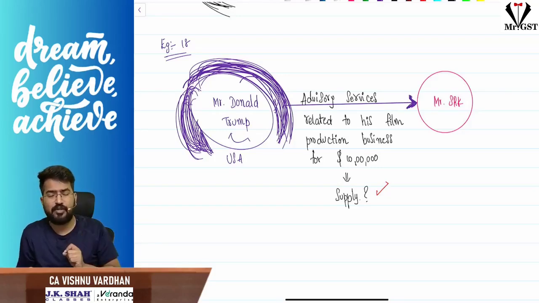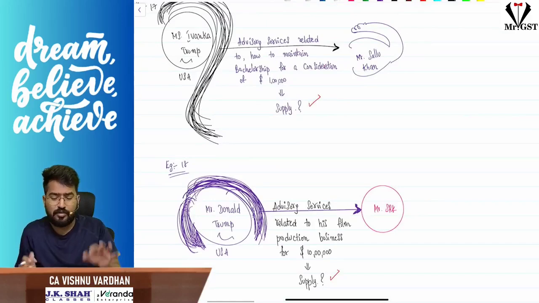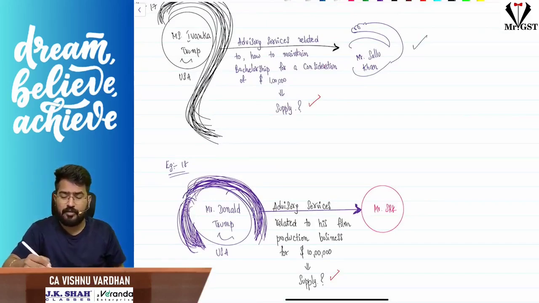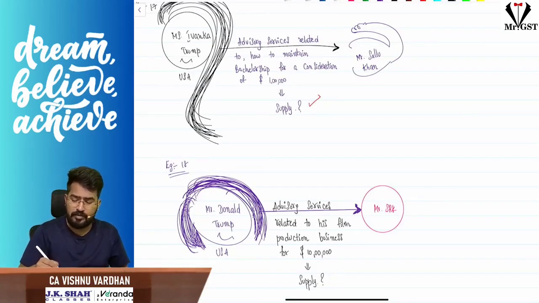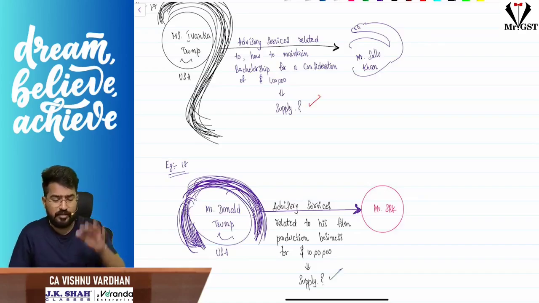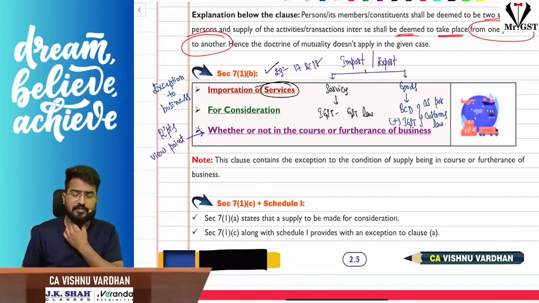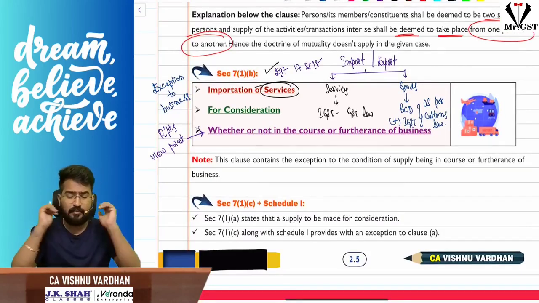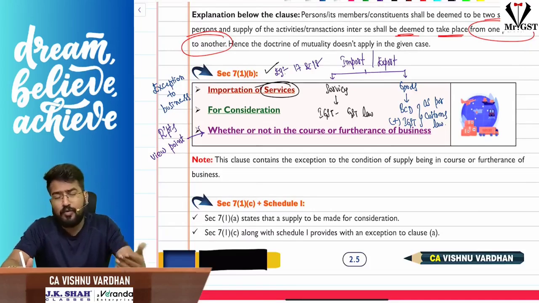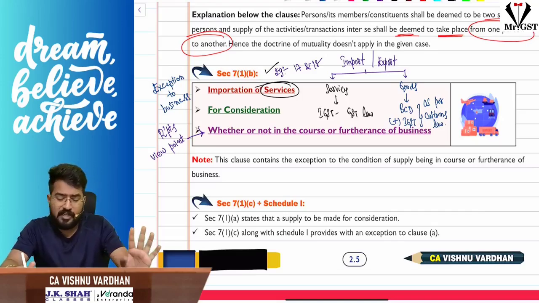And one more thing I wanted to tell you: when you are talking about importation, you are talking about the recipient. So whatever the condition is, it should be seen from the recipient's point of view. Keep this in mind always. Now, as I told you, importation of service for consideration, whether or not in the course or furtherance of business, is a supply as per 7(1)(b). Sir, what about goods? When you are importing or exporting goods, they are covered under customs law. Only services, import and export, are covered under GST. So importation of service, even without business purpose, will be treated as supply as per 7(1)(b).